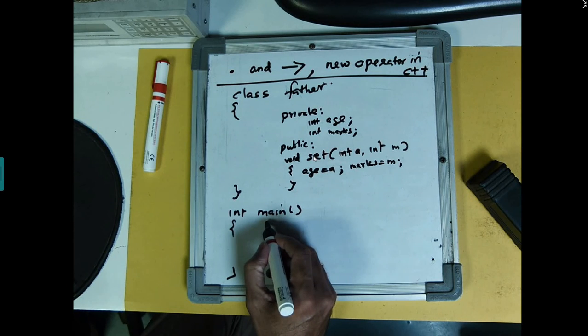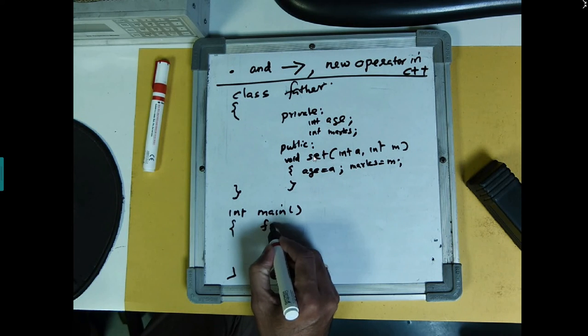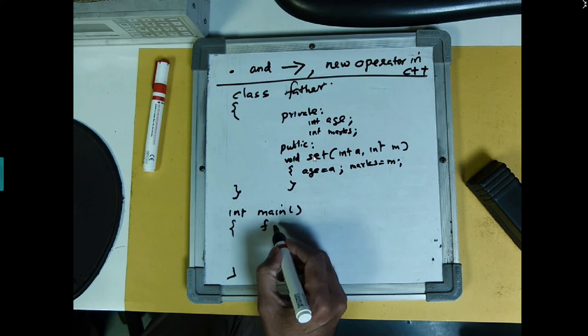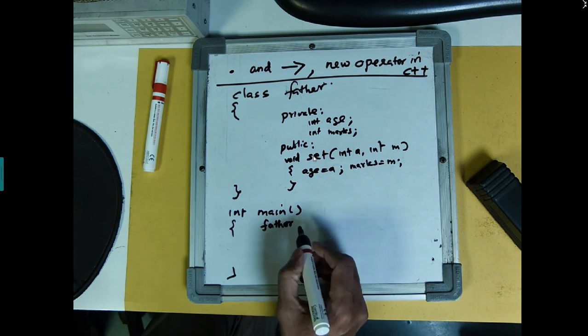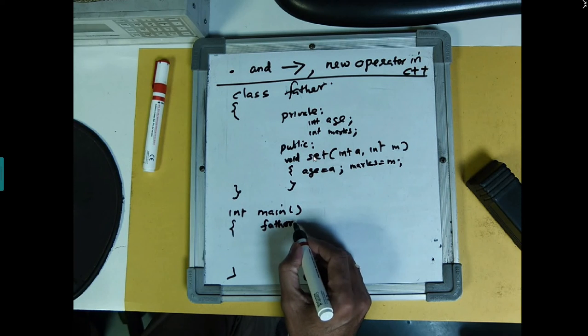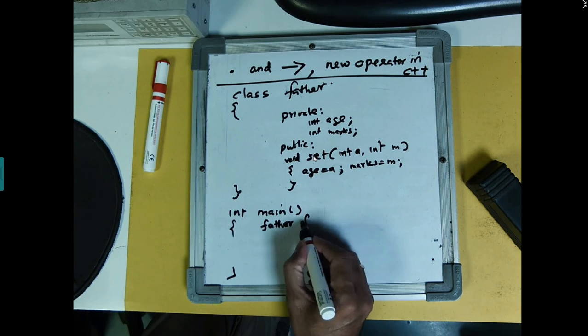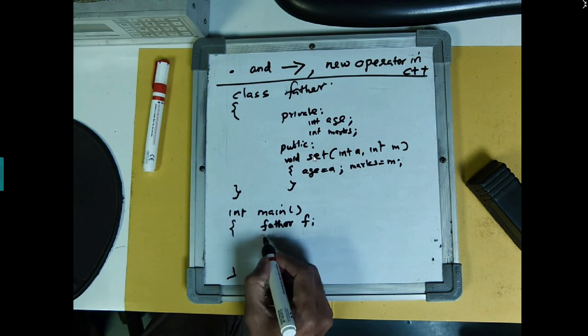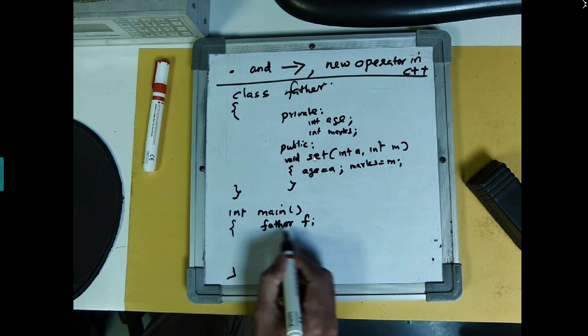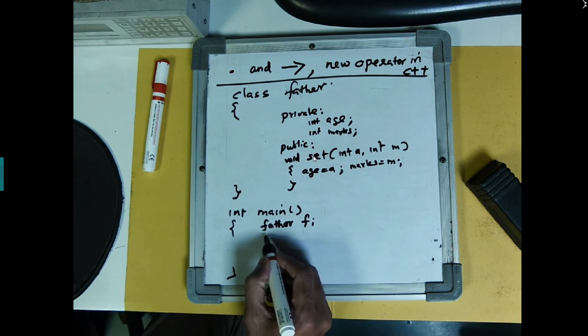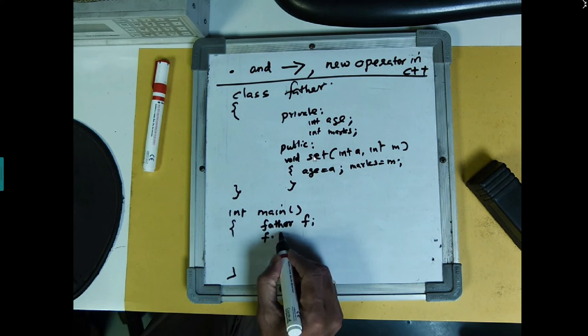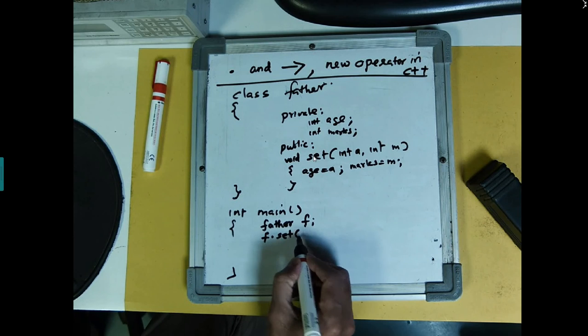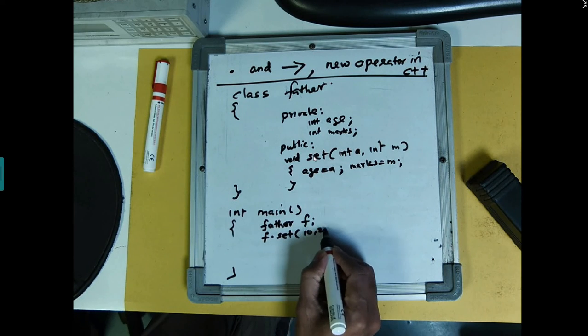Now in order to use this in the main, you know that there are two different ways of doing it. One is using the dot convention of the object, the other is using the arrow mark convention. What is the difference? Let's say we have created father f. One of the ways of accessing this object f is to use f dot set. You can pass in whatever numbers you want.